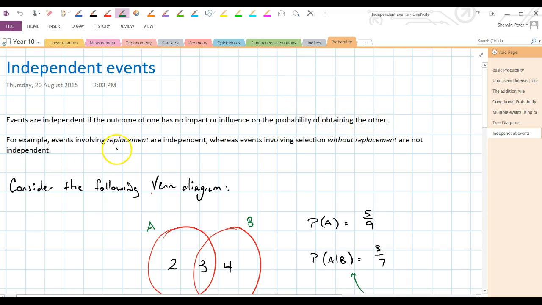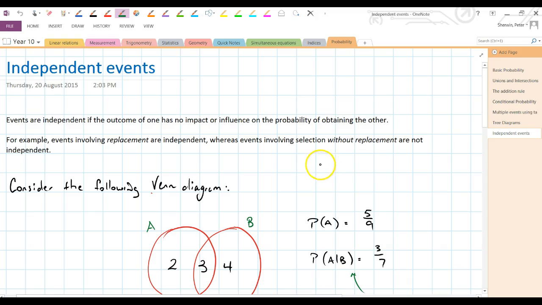The classic example in what we've looked at so far is the situation where we're taking, say, marbles from a bag, and if we put the marbles back in, so events involving replacement, they're independent. It doesn't matter what I took out on the first pick, because I put it back in the bag. I'm going to have exactly the same number of marbles, same colours. So events involving replacement are independent, whereas events involving selection without replacement are not independent.